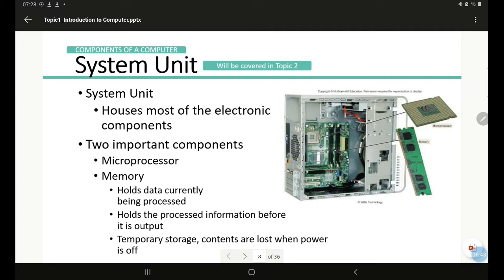Memory holds the data currently being processed. That is the purpose of having memory, and it holds the processed information before it is produced as output. Memory is also temporary storage, meaning that it can disappear, for example if there is a loss of power connection. If there is a blackout and you haven't saved your document, it will be lost. That's why you have to make it a habit to always save your work.